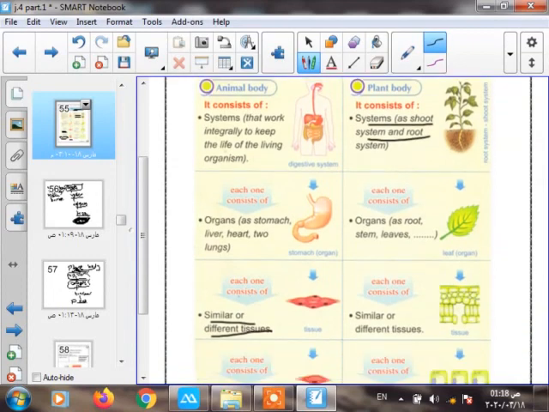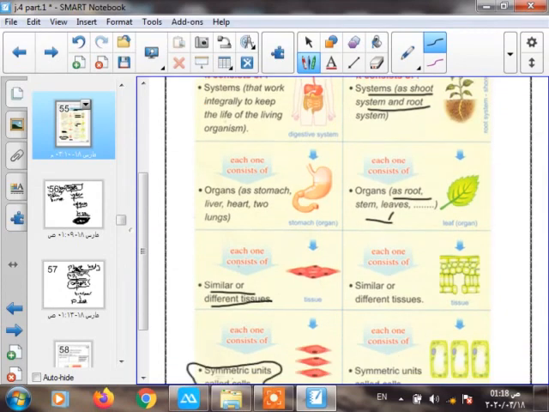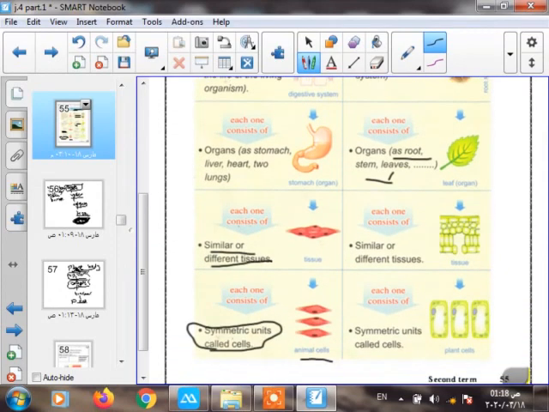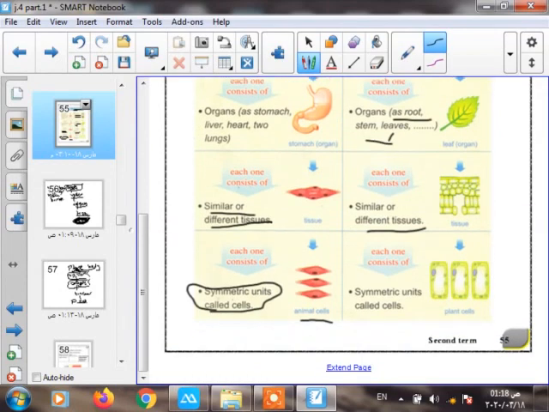The root system has roots, and the shoot system has stem and leaves. This is about the shoot system. Each system is made up of similar or different tissues. Each tissue is made up of symmetric or similar cells called plant cells.